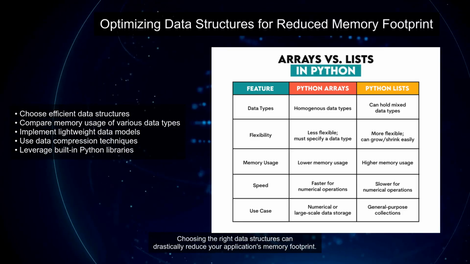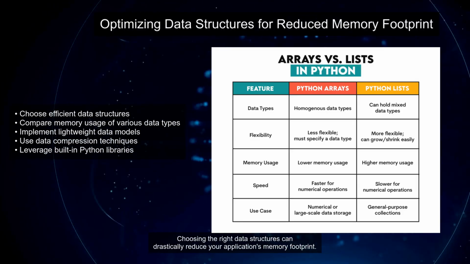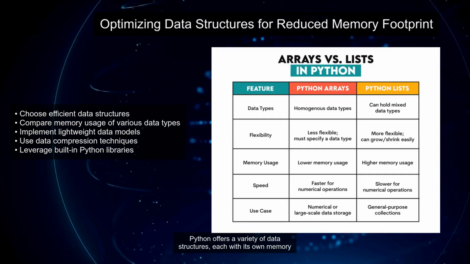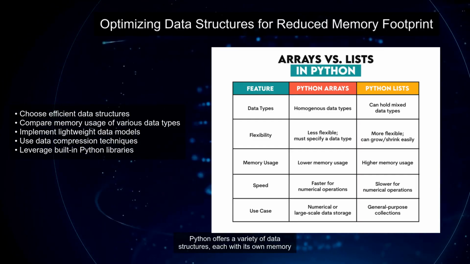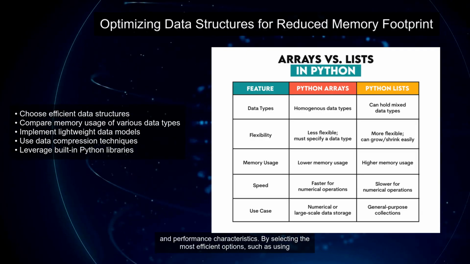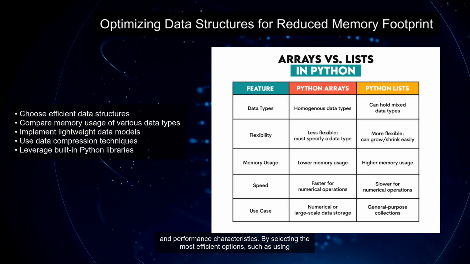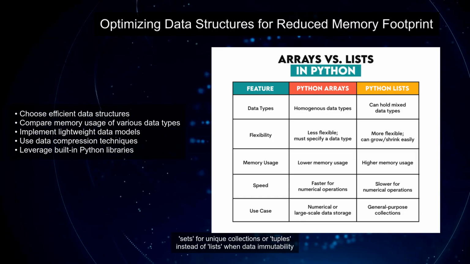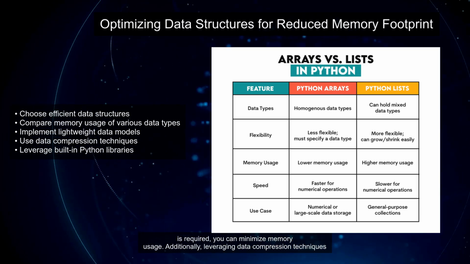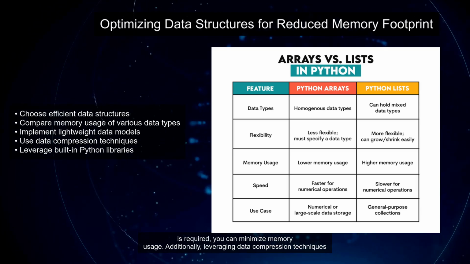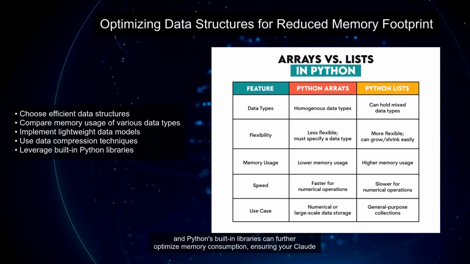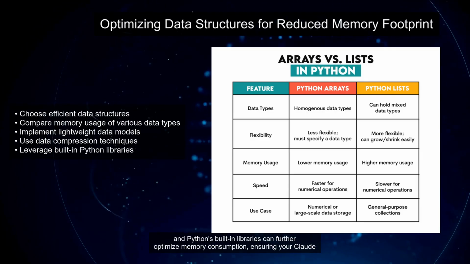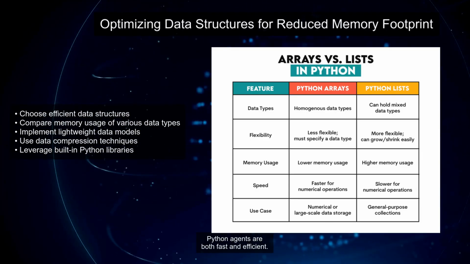Choosing the right data structures can drastically reduce your application's memory footprint. Python offers a variety of data structures, each with its own memory and performance characteristics. By selecting the most efficient options, such as using sets for unique collections or tuples instead of lists when immutability is required, you can minimize memory usage. Additionally, leveraging data compression techniques and Python's built-in libraries can further optimize memory consumption, ensuring your Claude Python agents are both fast and efficient.